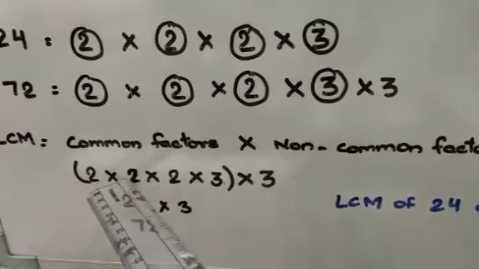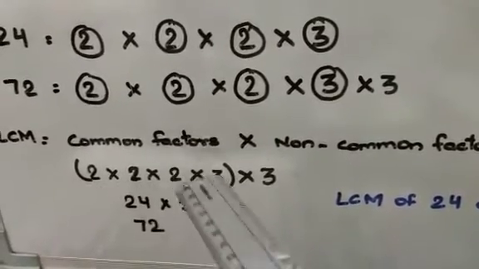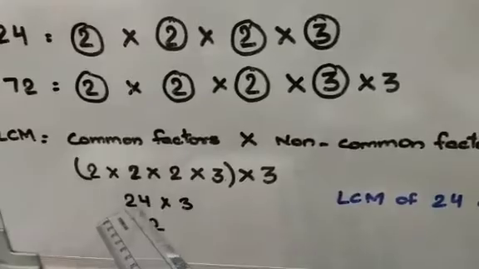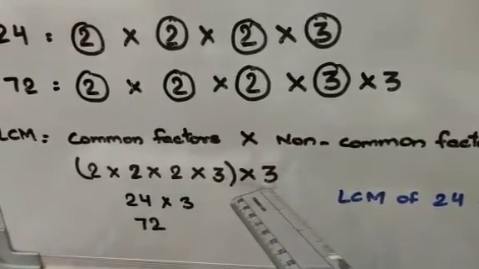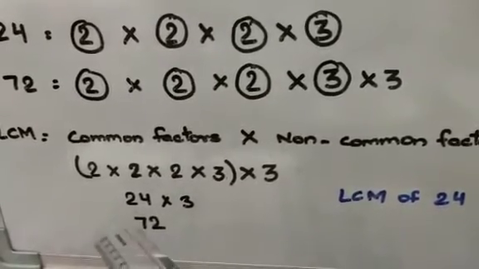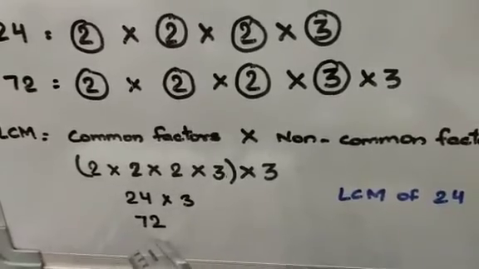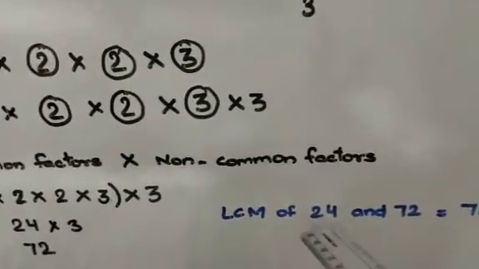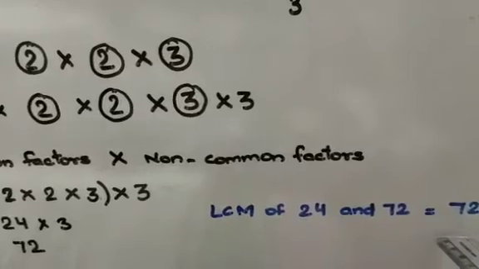2 into 2, 4. 4 into 2, 8. 8 into 3, 24. So write 24 here. Here we had 3 multiplied by 3. 24 into 3 is 72. So the LCM of 24 and 72 is 72.